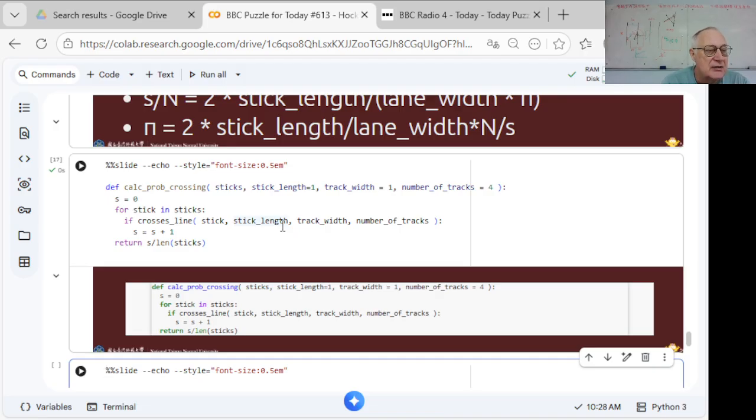So here I can count the number of times that we hit the probability that we crossed the line in the sticks that we threw.